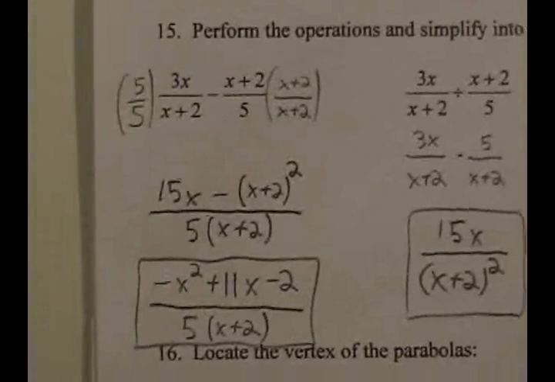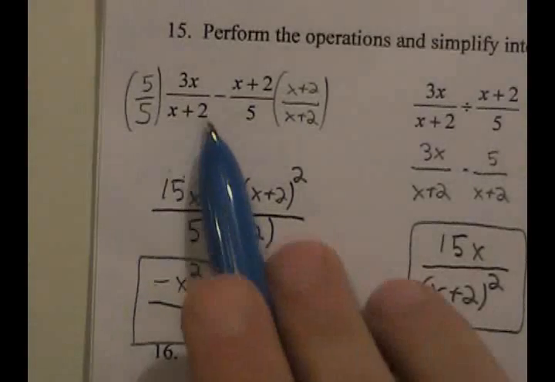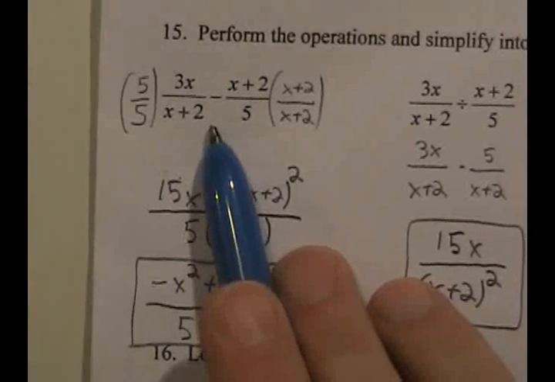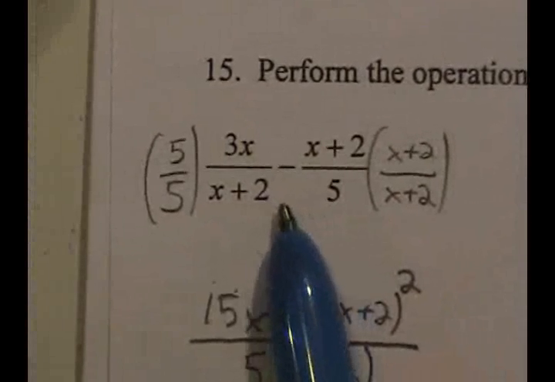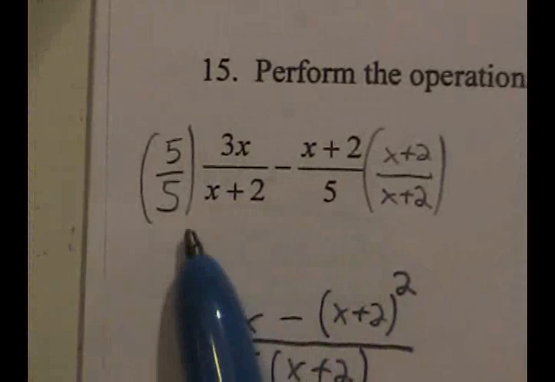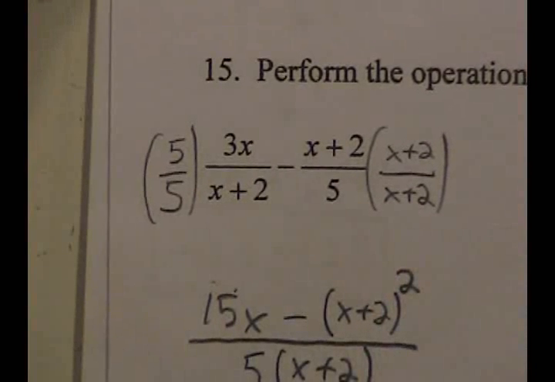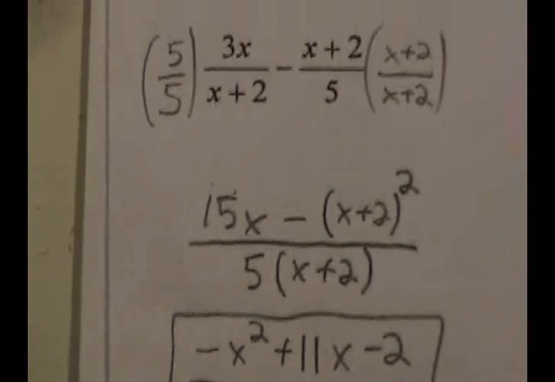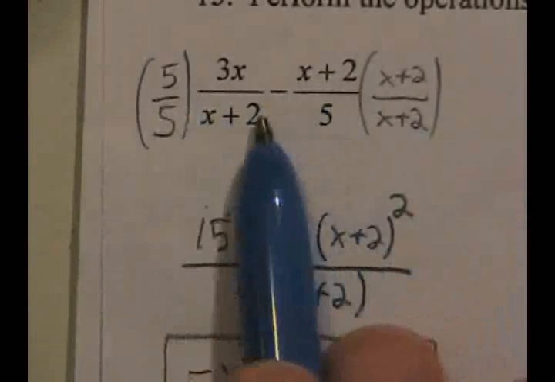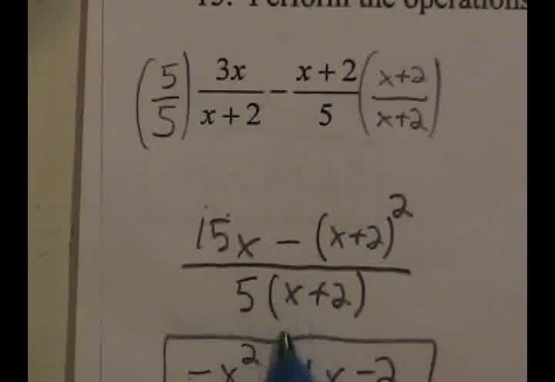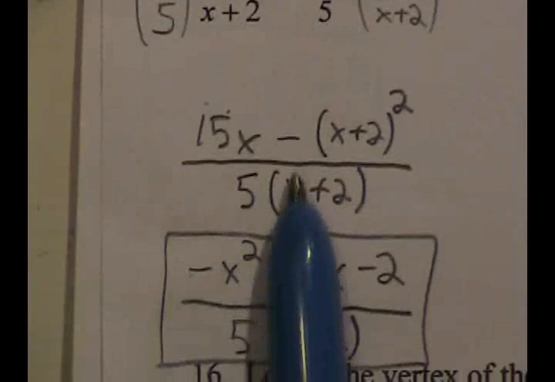Perform the operations and simplify into one fraction. With this one, because it's subtraction, you need a common denominator. The common denominator is x plus 2 times 5. So multiply this one by 5 over 5, and multiply this one by x over 2 over x over 2. Once you do that, the denominator will be common. You can just add them like that.